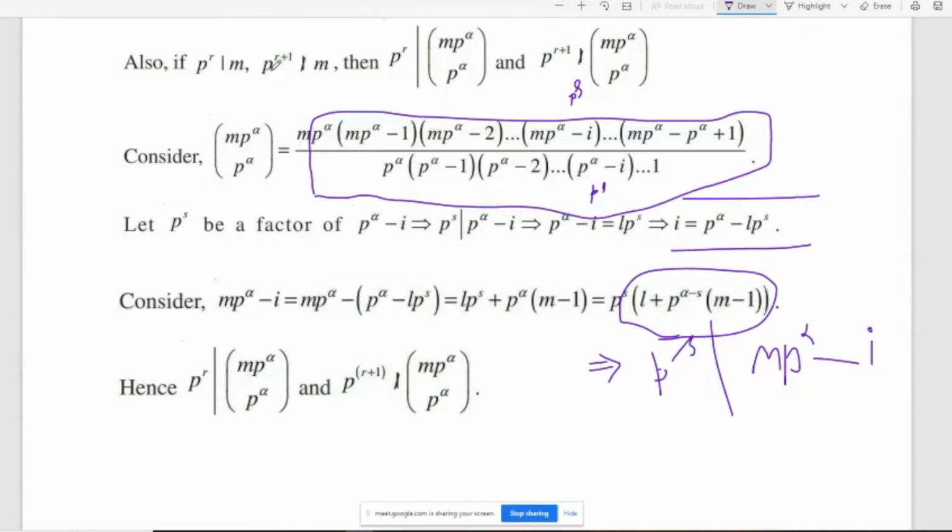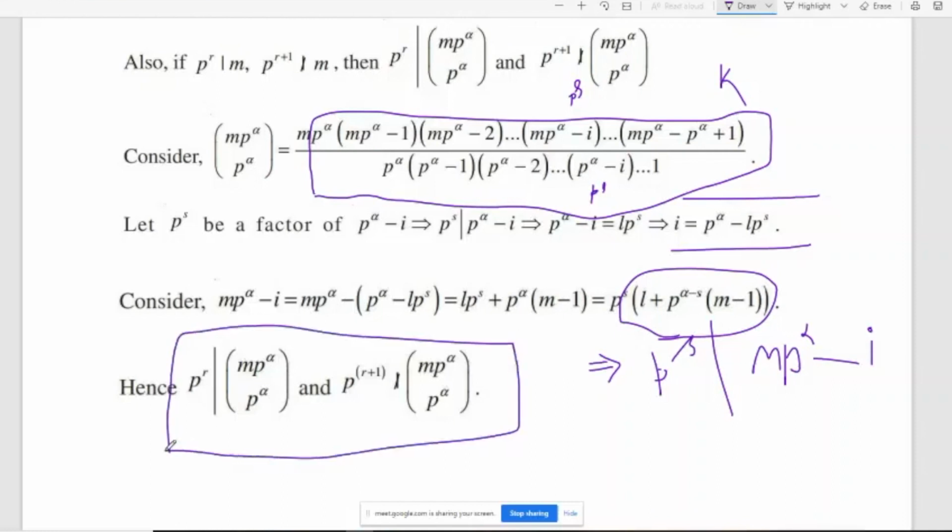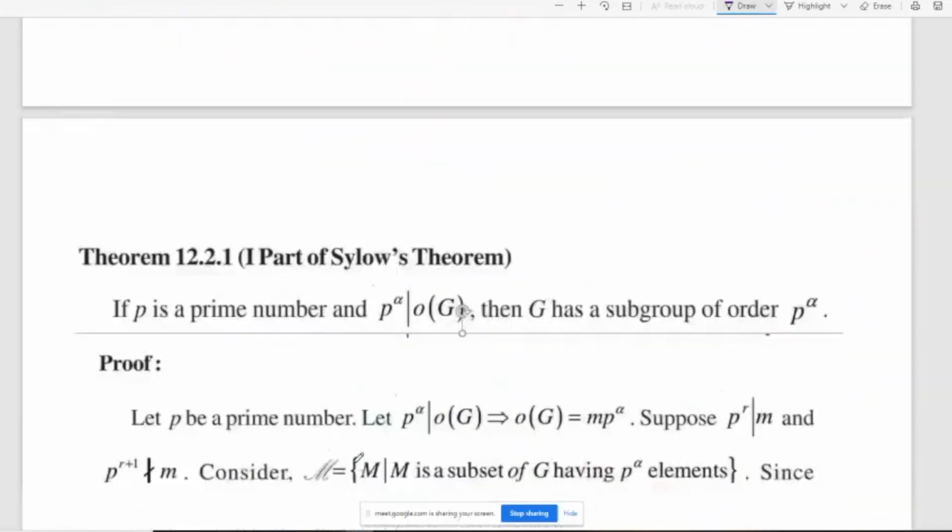And if p^(r+1) does not divide m, then the whole lot will depend only on this, because this is going to be some constant, some number which is free from prime factors. So naturally, as my m behaves, my m p^α, C p^α will behave. So this is the thing that we are going to use in the proof of the first part of Sylow's theorem.